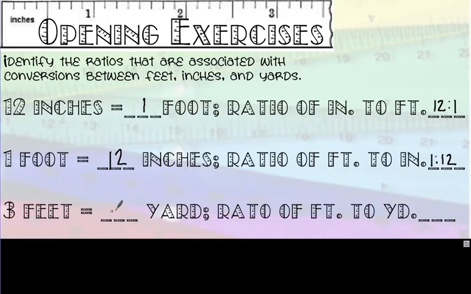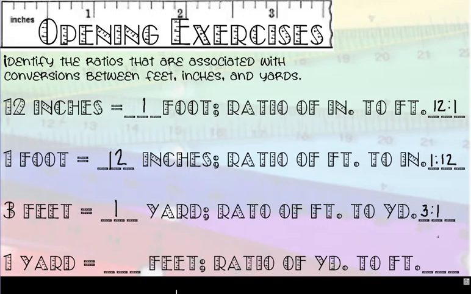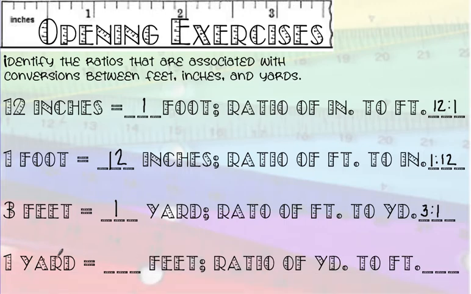Here you have 3 feet is equal to 1 yard. So the ratio of feet to yard is for every 3 feet, you get 1 yard. And here 1 yard is equal to 3 feet. So the ratio of yards to feet is for every 1 yard, you would have 3 feet.